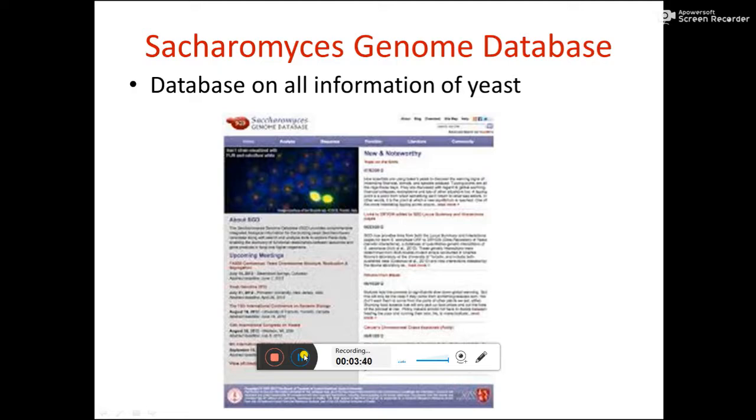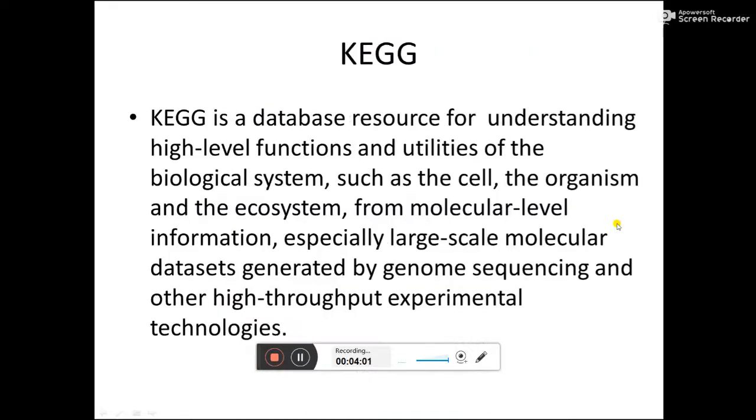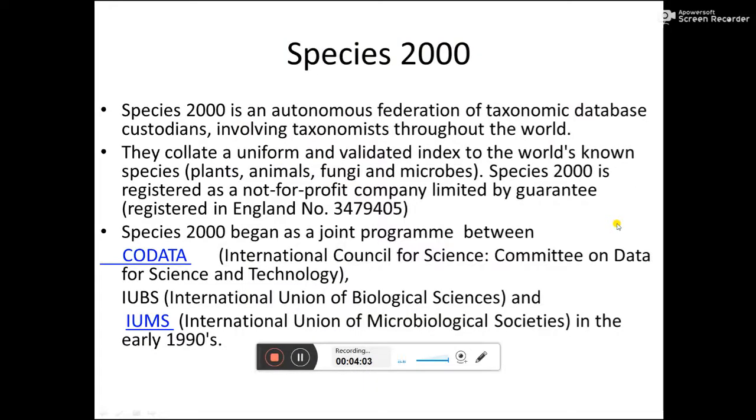In addition to these specialized databases, we also have databases which give information restricted to one particular organism. One is the Saccharomyces Genome Database, which gives all the information on the yeast Saccharomyces. And you can have Species 2000, an autonomous federation which gives taxonomies throughout the world.